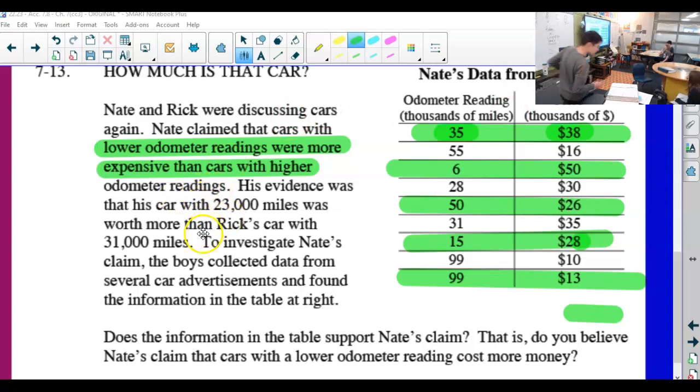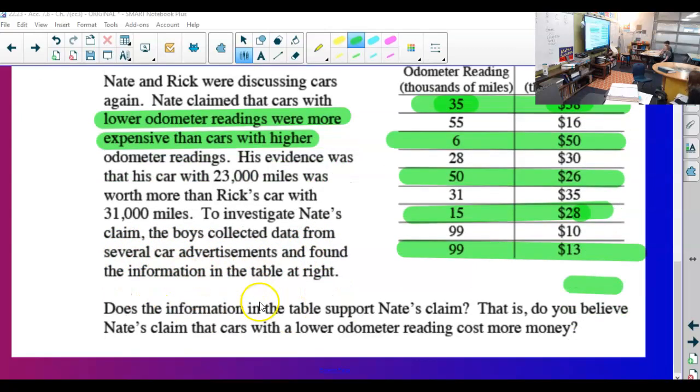So I guess to investigate, the boys collected data from several car advertisements. It doesn't really tell us what type of vehicle they're talking about, right? But in general, what about Nate's claim? Do we think Nate's claim is relatively true? Like, generally true. Yeah. Less miles worth more. Yeah, that makes sense. Right? And that's what our graph shows, that those less mile points are higher up, and the more mile points are further out.